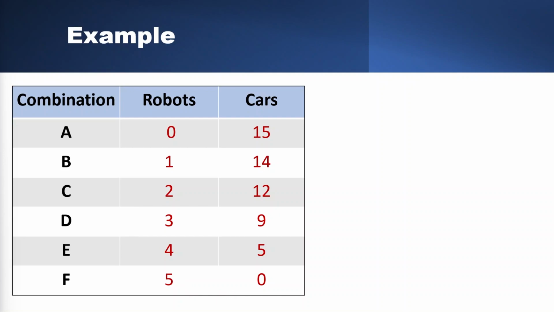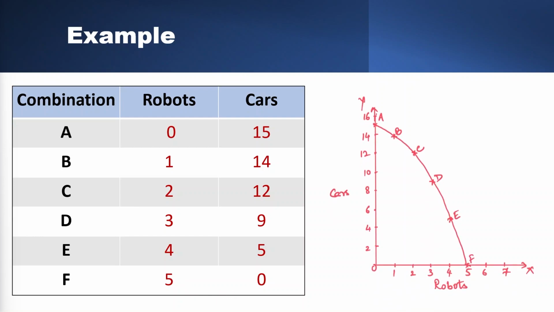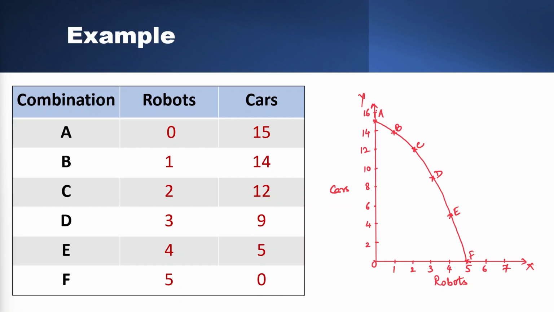If we plot these points on a graph, you will get the figure on the right side. The curve AF is called the PPC curve. The PPC curve shows all the possible combinations of robots and cars that can be produced using given resources and given technology. If you need to practice how to plot this graph, you can check out my video on how to draw graphs, the link to which I will share in the description of the video.